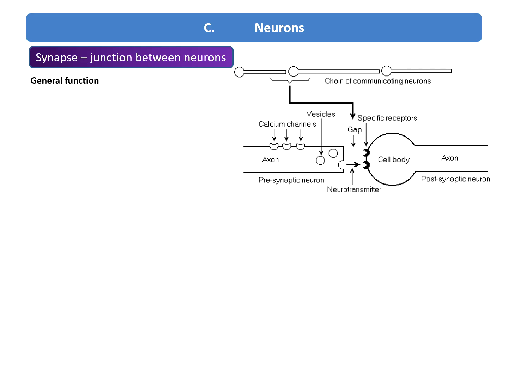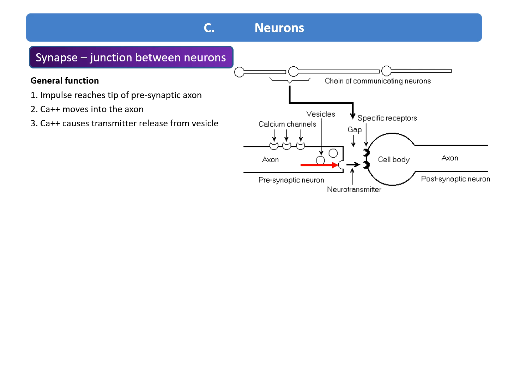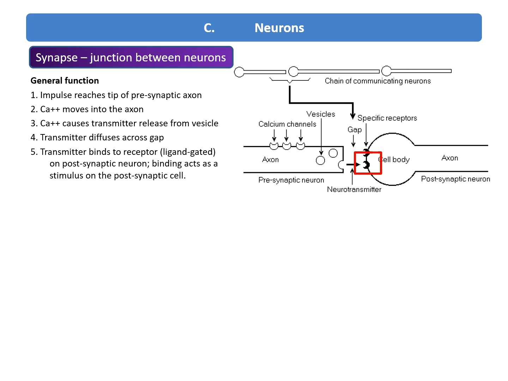Let's look at the general function of a synapse. A nerve impulse traveling down the presynaptic neuron reaches the tip of the axon. It stimulates the calcium channels to transport calcium into the axon, and the calcium acts then on the vesicle, causing release of the transmitter. The transmitter diffuses across the tiny gap and binds to a ligand-gated channel on the postsynaptic neuron. The binding acts as a stimulus on the postsynaptic cell.